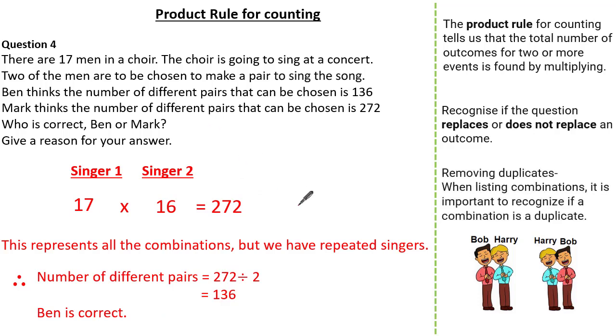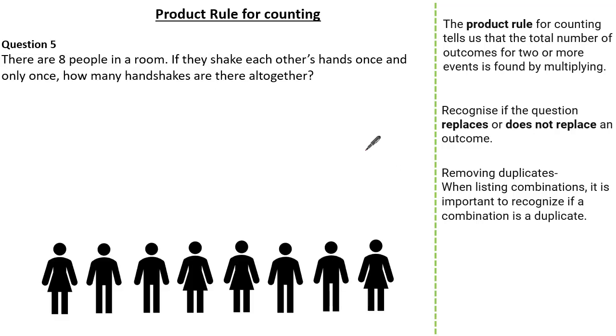In this type of question, it's important to recognize duplicates. So when listing combinations, it's important to recognize, do we have a duplicate combination? And if we do, we have to divide by 2. Now let's have a look at another question.